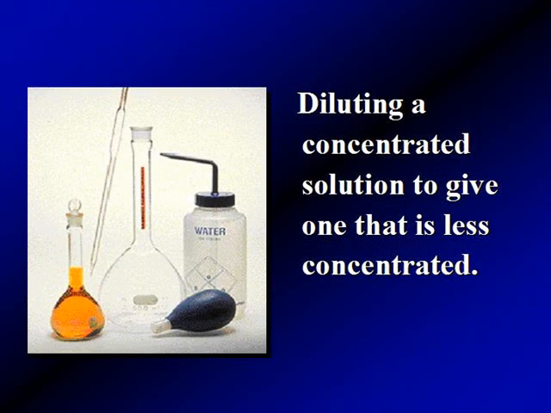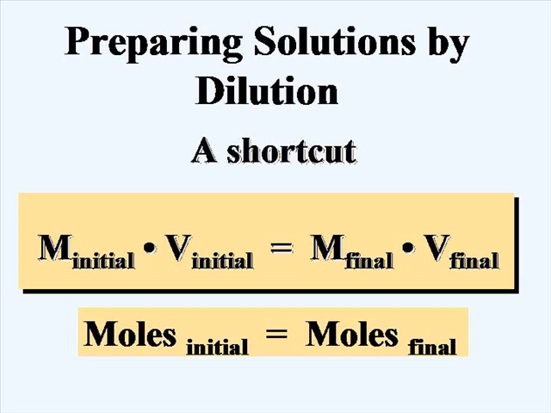Often we have a solution that's already prepared, and we want to dilute it to make a different concentration. To do this, we take a simple equation: molarity of the initial times volume of the initial concentration is going to be equivalent to molarity of the final times volume of the final solution. In diluting a solution, you don't change the moles that you originally placed in the container. So the initial moles will be equal to the final moles, and molarity times volume is equivalent to moles.